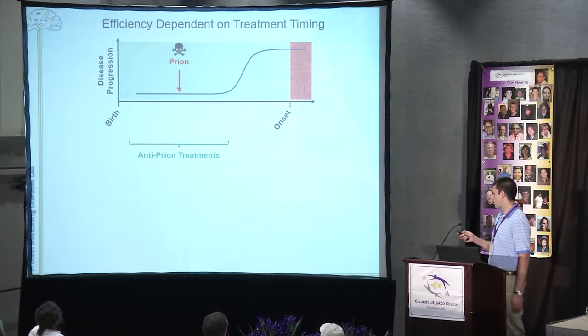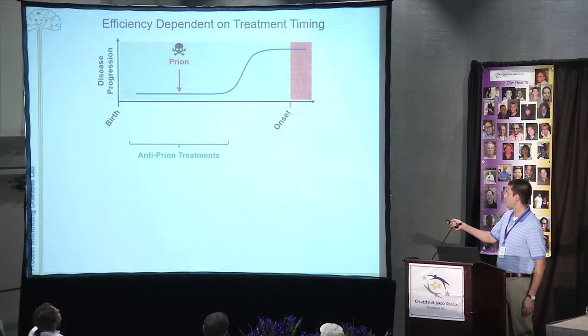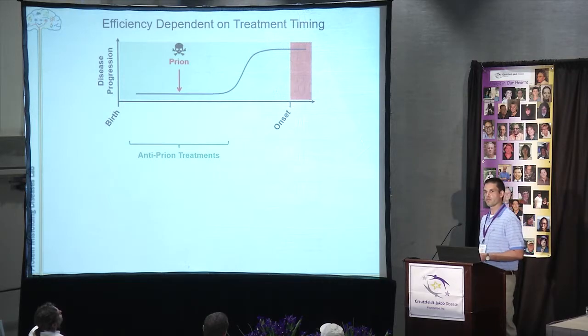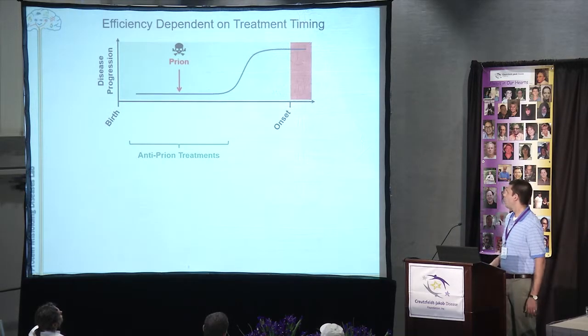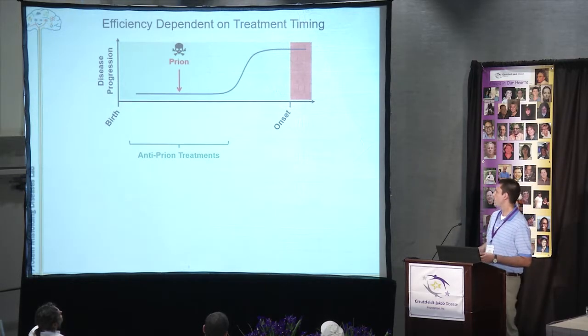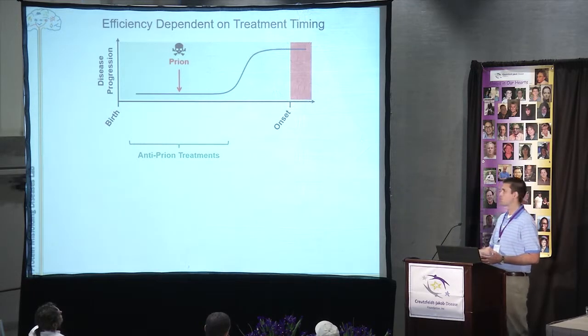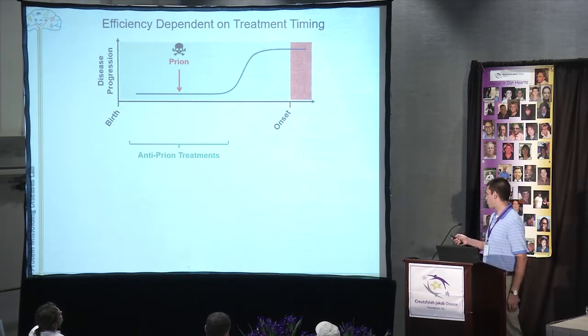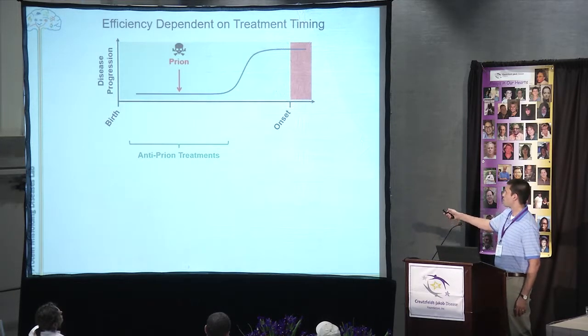So what we're doing here is introducing the pathogenic prions into our laboratory animals. The animals we chose were hamsters. And when you do this, you have this finite period for optimal treatment. You want to treat before you have this rapid increase in prion titer.